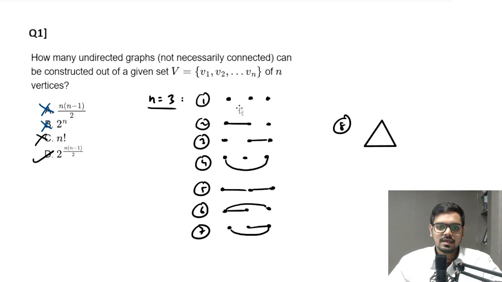Now one edge graph you can make, connect these two and leave. So one edge graph, or you can connect these two. So again one edge graph, or you can connect the first and the last vertex, one edge graph. So one edge graph, 3 you can see.